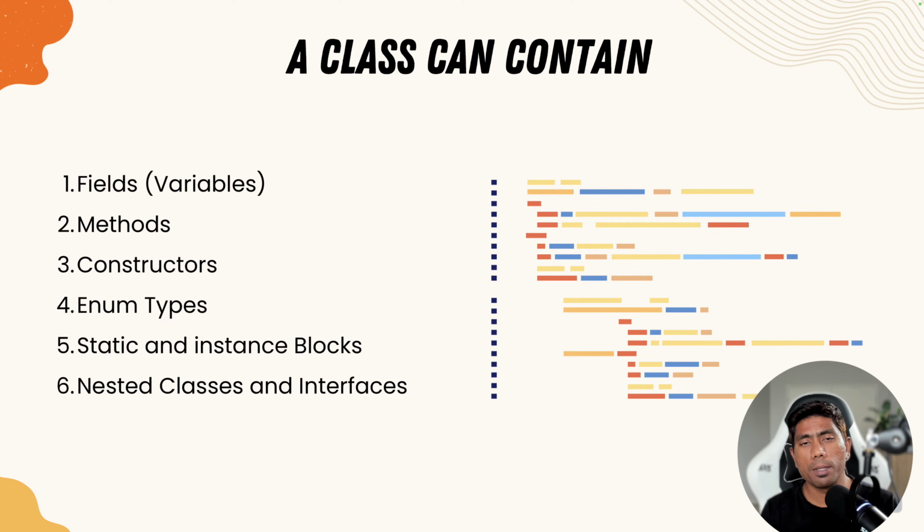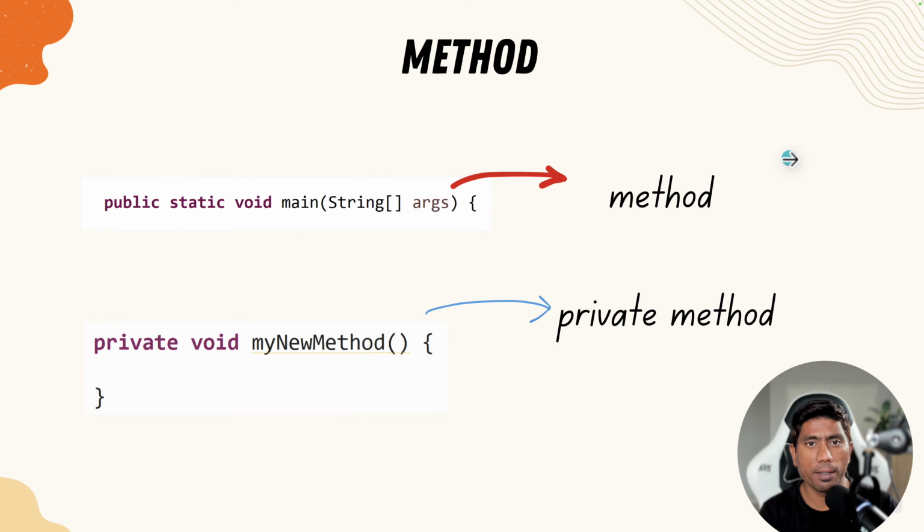It can also hold something called constructors. We have not discussed constructors. We'll be talking about that in this video. It can also hold enum types, static instance blocks, and nested classes and interfaces. So a class can contain quite a lot of different members, as you can see. A lot of things we have not discussed at all, like points 3, 4, 5, and 6 that you are seeing over here, but we have accidentally seen the field and method in our earlier videos.